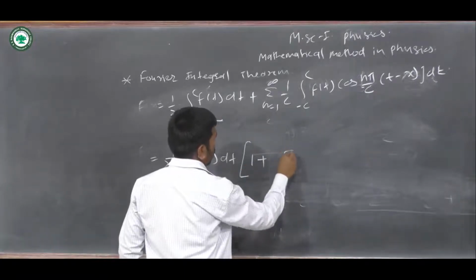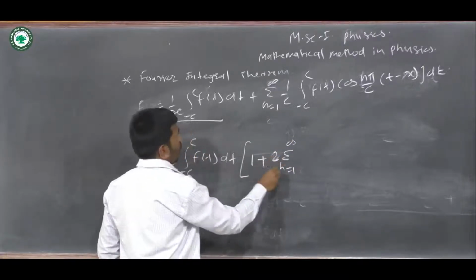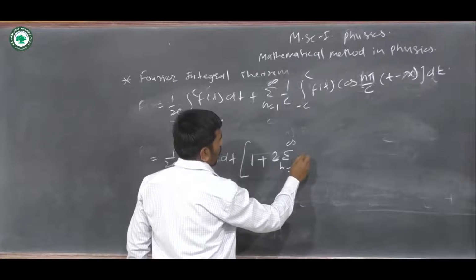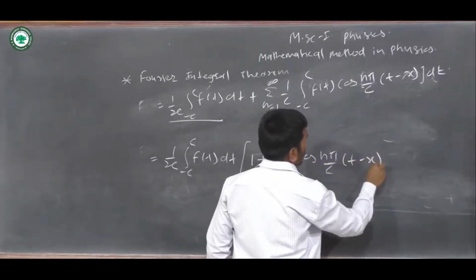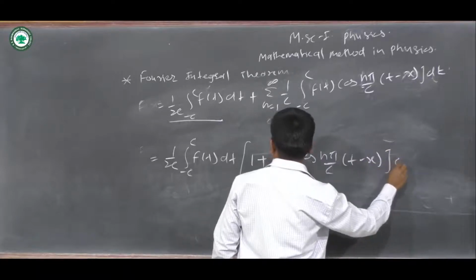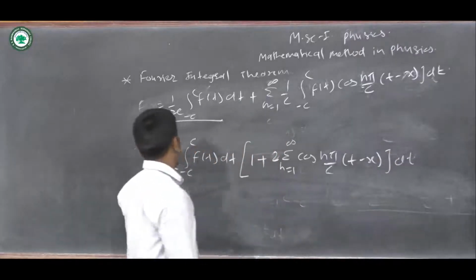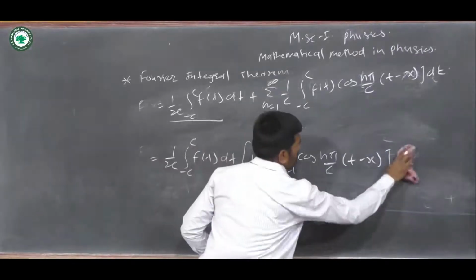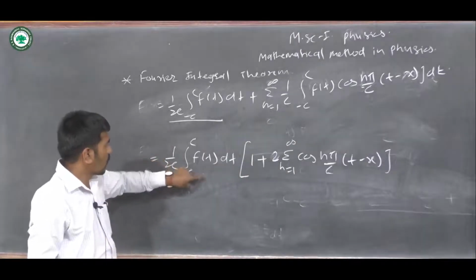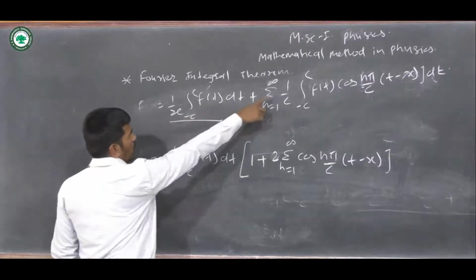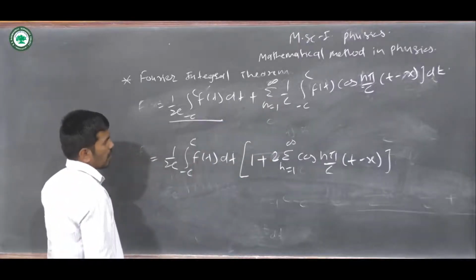summation over n equal to 1 to infinity, here is a 2, the cos n pi over c, t minus x, into dt. Okay, so this is the expression after we take out the commons. So if we multiply, the same here is 1 over c, this 2 will cancel out, and the same result we get.